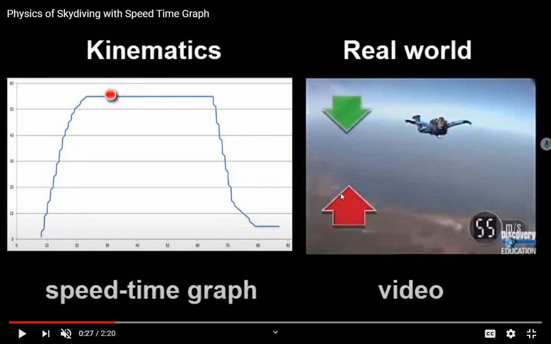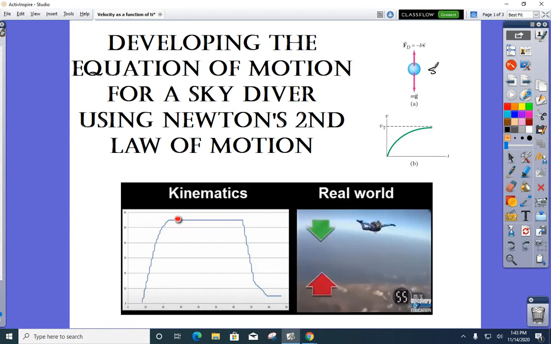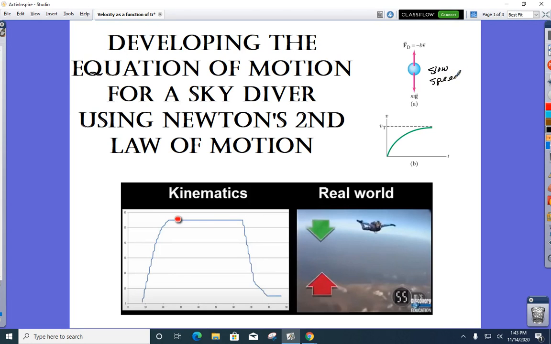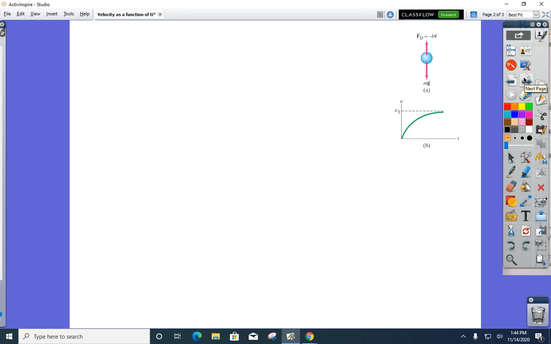So what I want to do is show you how we might develop the equation of motion for that skydiver using Newton's second law. Now, the textbook that you have describes how to calculate the terminal velocity for an object going through a fluid such that the drag force is proportional to the velocity. That's for slow speeds. But when we're dealing with a skydiver, the speeds are so much greater that we need to use a drag force proportional to the square of the velocity, and that becomes a little bit more complicated, and that's what this video is for. So let's start by considering the very simple case.